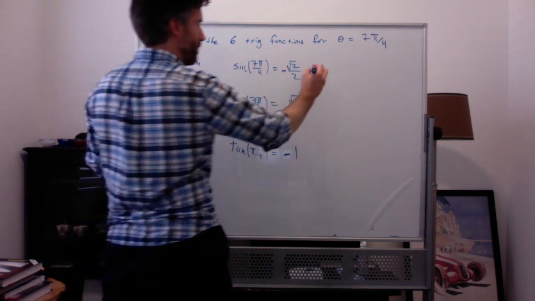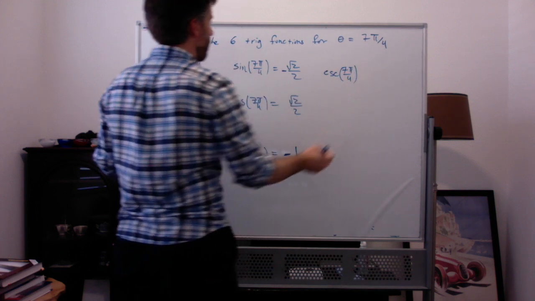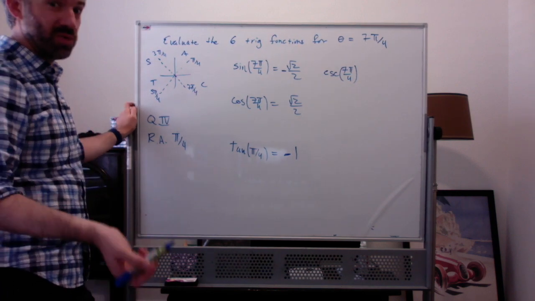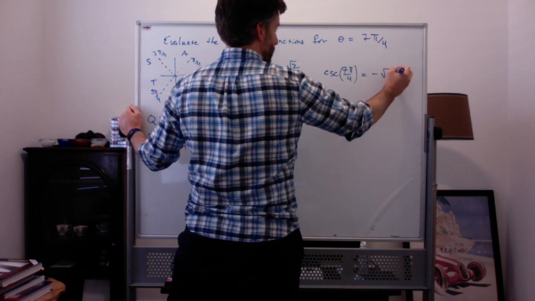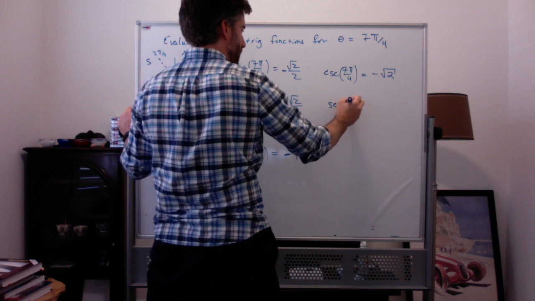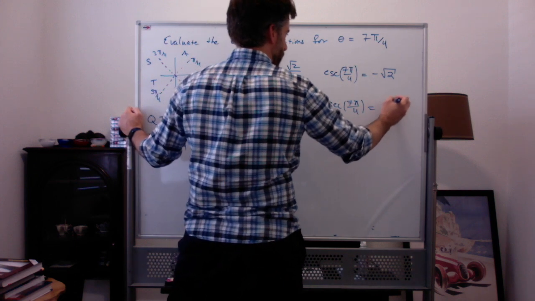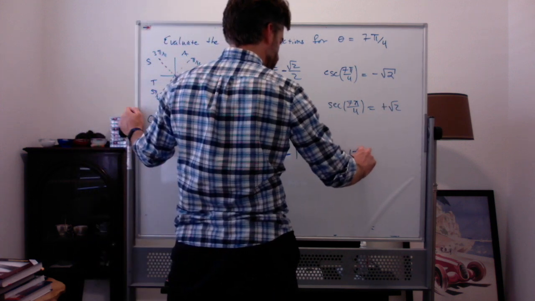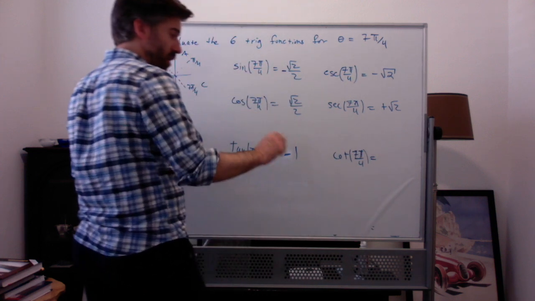So now we can just look at these and say, well, cosecant of 7 pi over 4. It's kind of nice to think of sine as 1 over root 2, so that the reciprocal is root 2 over 1, or just root 2. So cosecant of 7 pi over 4 is negative root 2. Secant of 7 pi over 4 is positive root 2. You don't need to write the positive sign. And cotangent of 7 pi over 4 is negative 1, because 1 over negative 1 is still negative 1.